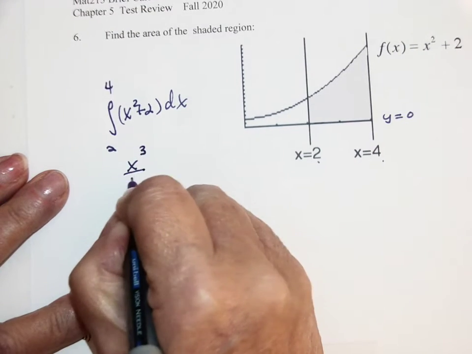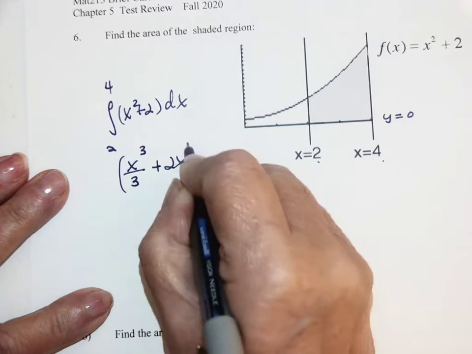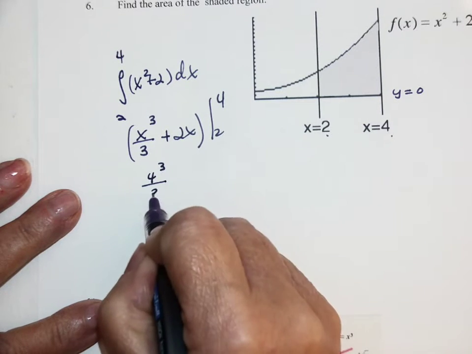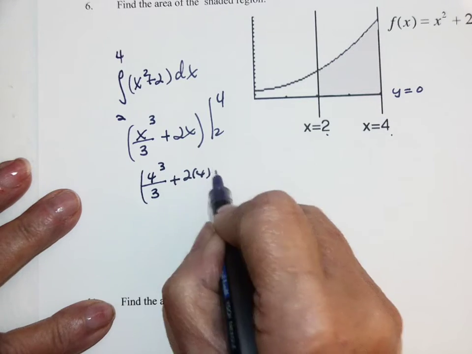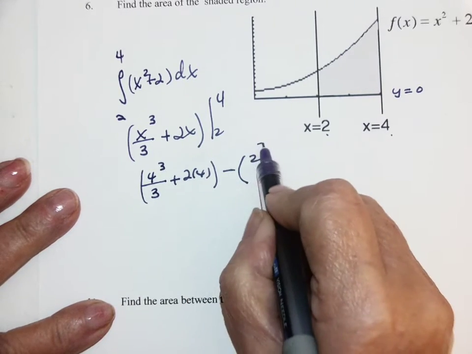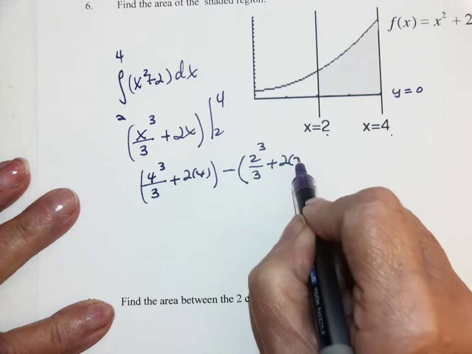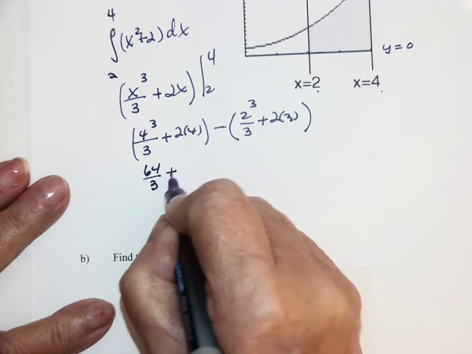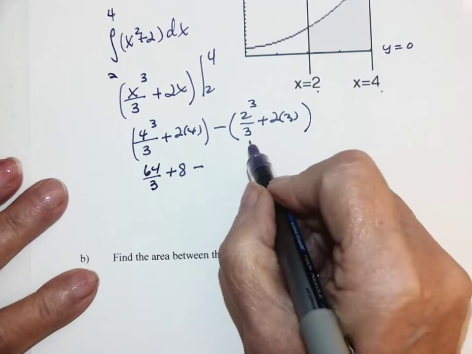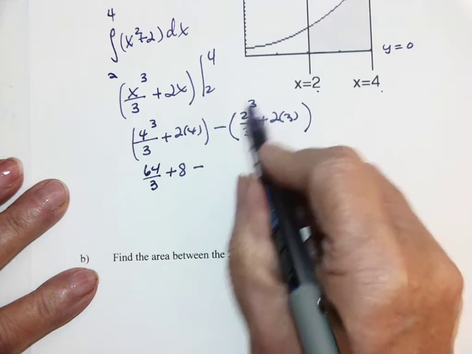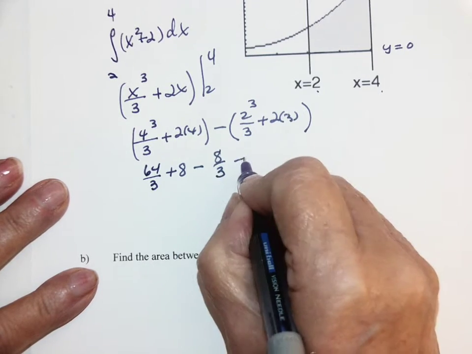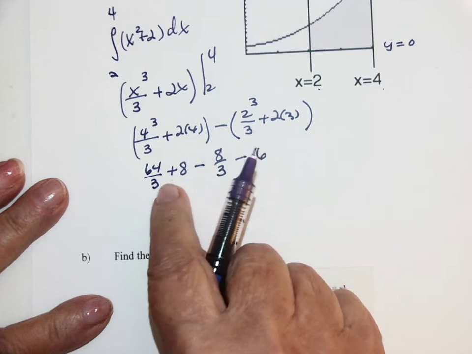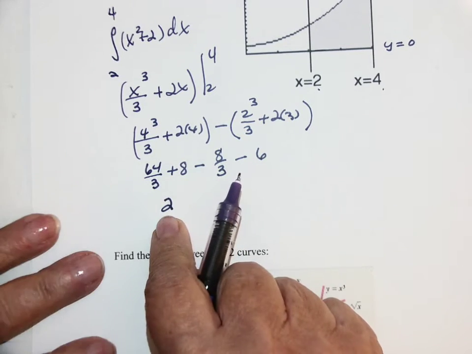This becomes x to the 3 over 3 plus 2x from 2 to 4, which is 4 cubed over 3 plus 2 times 4 minus 2 cubed over 3 plus 2 times 3, which is 64 over 3 plus 8 minus 8/3 minus 6, which is 2, because 8 and 6 is a 2.